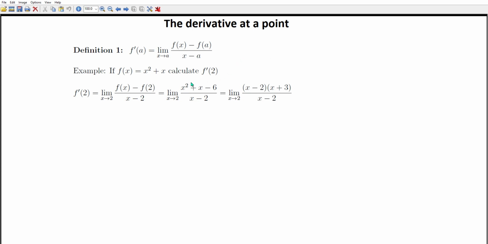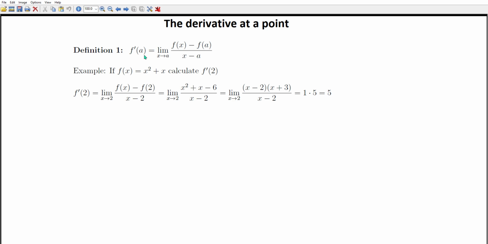And x squared plus x minus 6 factors as (x minus 2) times (x plus 3), all divided by x minus 2. Now when we stare at this limit, we see this (x minus 2) over (x minus 2), and that's going to give us a 1. The x plus 3 is going to give us 2 plus 3, or 5. So when we do this calculation, we get 1 times 5, or 5, and that's f prime of 2, which is the slope of the tangent to this curve at x equals 2.